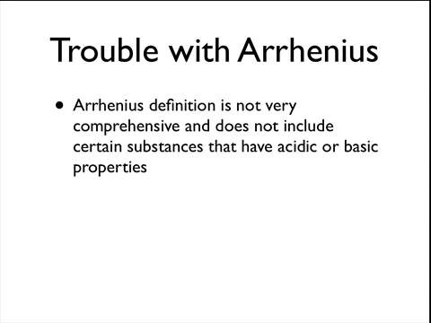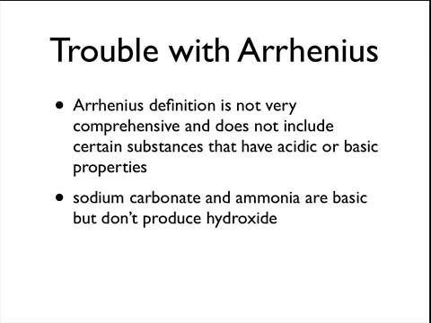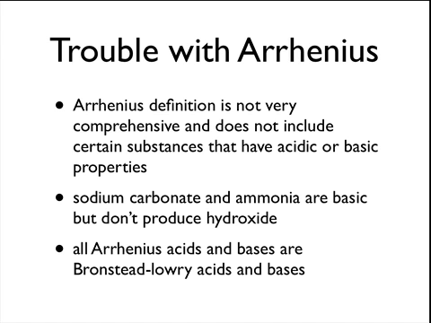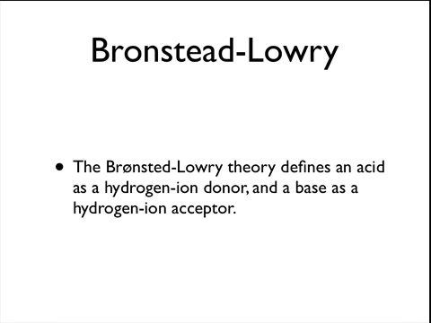Now there's trouble with the Arrhenius definition. The definition is not very comprehensive. It doesn't include certain substances that have acidic or basic properties. For example, sodium carbonate and ammonia are basic, but they don't produce a hydroxide. So under the Arrhenius definition, they're not bases, but that's really not true. What we do know is with our Bronsted-Lowry definition, which is a different definition, all Arrhenius acids and bases are Bronsted-Lowry acids and bases.